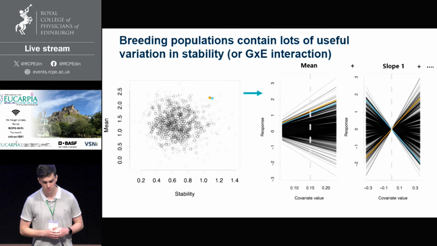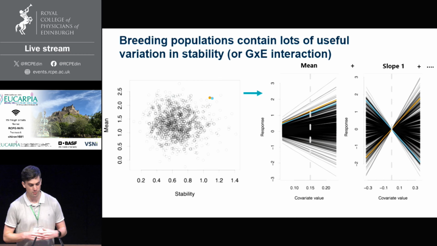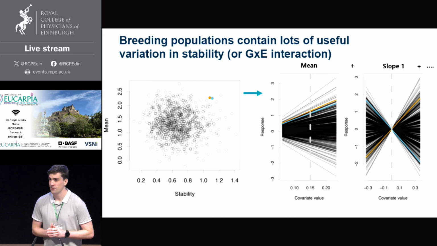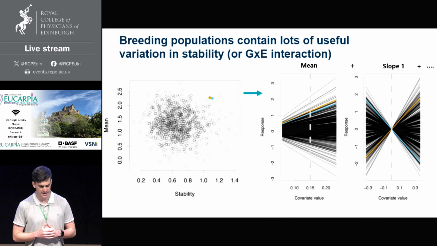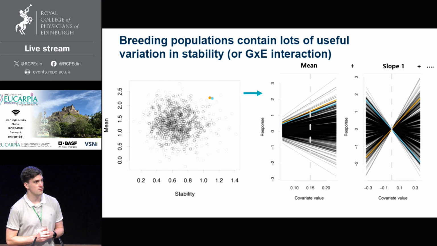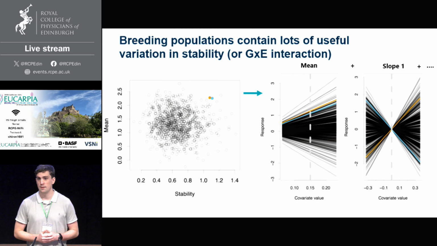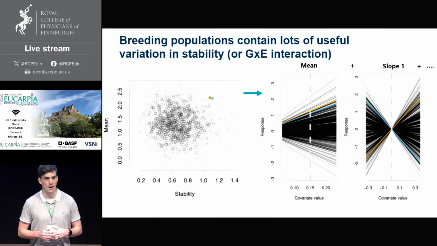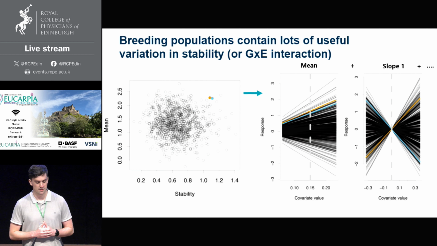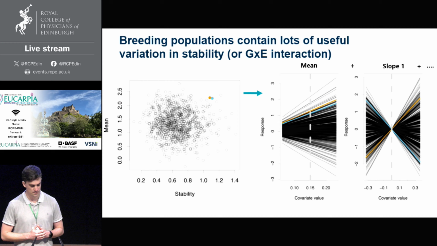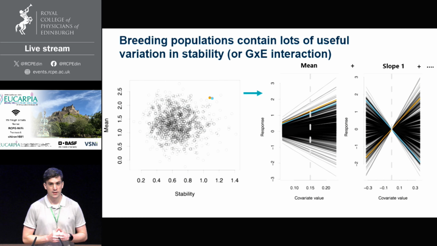So just to start off with, the breeding populations that a lot of you work with contain lots of variation in stability. And really that's a function of the fact that we have genotype by environment interactions occurring. So the reactions of genotypes to different environments are unequal between genotypes. They change in how they react to different environments, and they change in their ranking. And so there's two ways we can really express that.